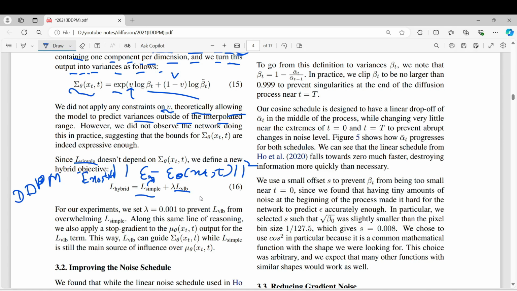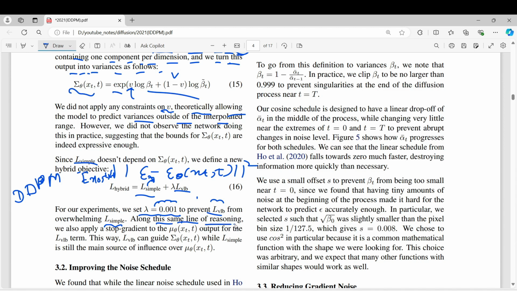L_vlb is the total objective: L0 through L_T minus 1, as I've shown you earlier. And they set lambda, which is a weighing term. It controls how much influence this term has over the other. If we set lambda higher, it will dominate this quantity, and it can be tuned according to our requirements. They also want to prevent L_vlb from overwhelming L simple.